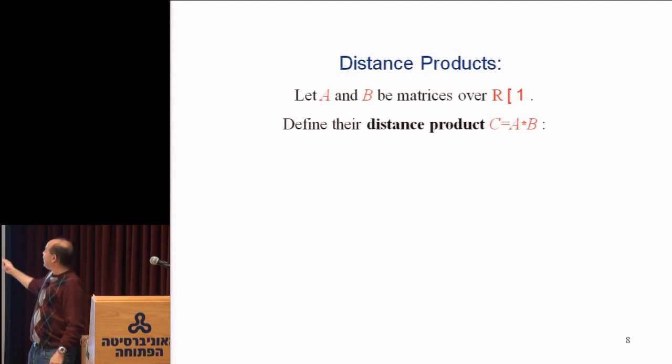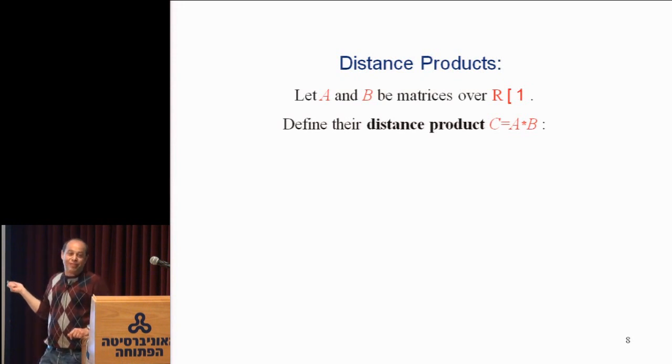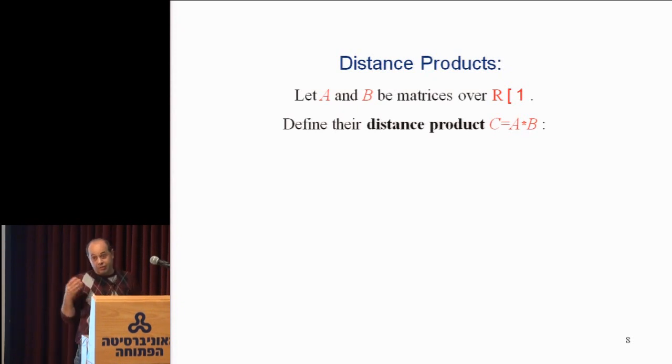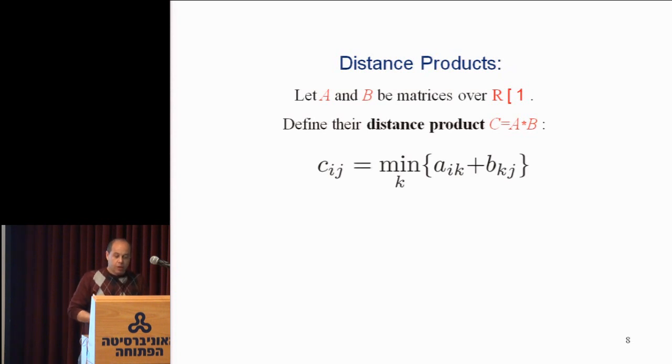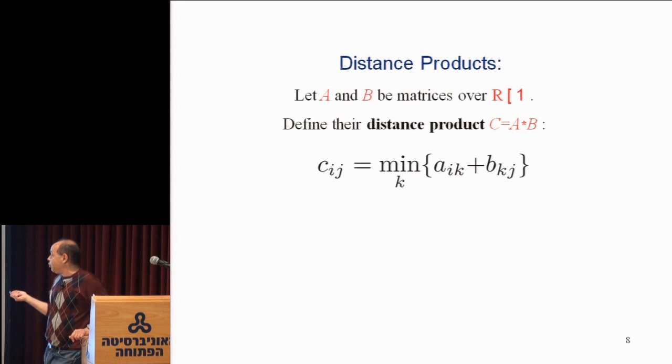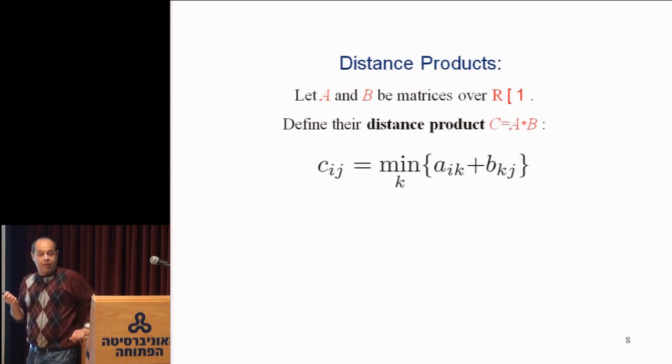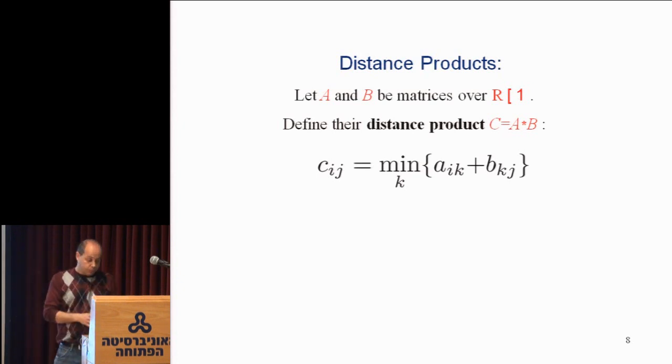This should be a union infinity. The entries are reals, and some of the entries are allowed to be infinity. So here is how we define the distance product of two matrices with real entries, some of them being infinity. We denote by C_ij, entry ij in the product, as just the minimum over all k of a_ik plus b_kj. In other words, we replaced multiplication with addition, and we replaced summation with taking the minimum.